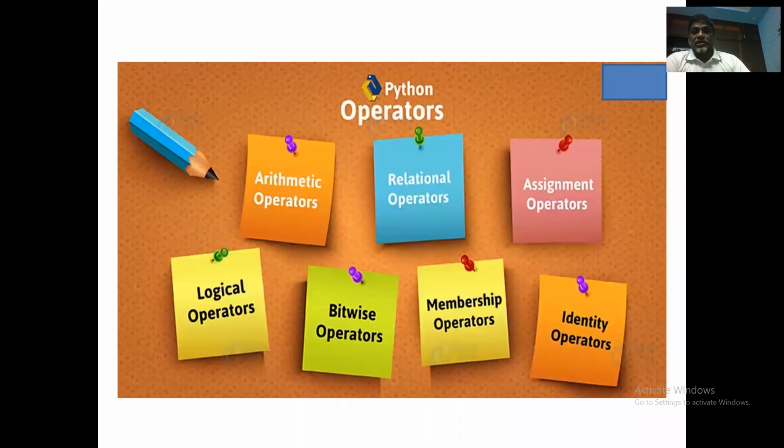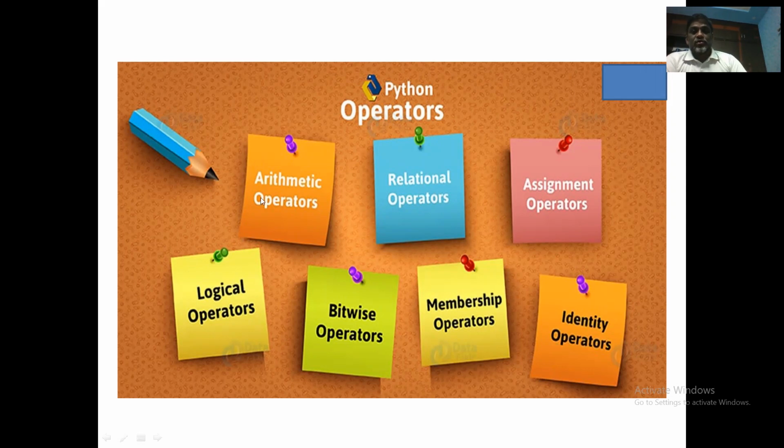You can look at the basic types of operators used in Python here. There are 7 categories of operators we are going to discuss. The first one is arithmetic operators. Second is relational operators. Third is assignment operators. Fourth is logical operators. Fifth is bitwise operators. Sixth is membership operators. And the seventh one is identity operators.